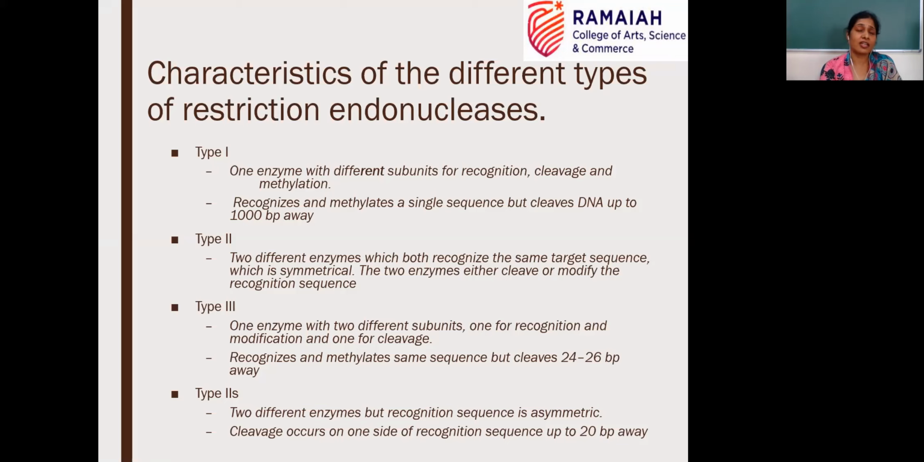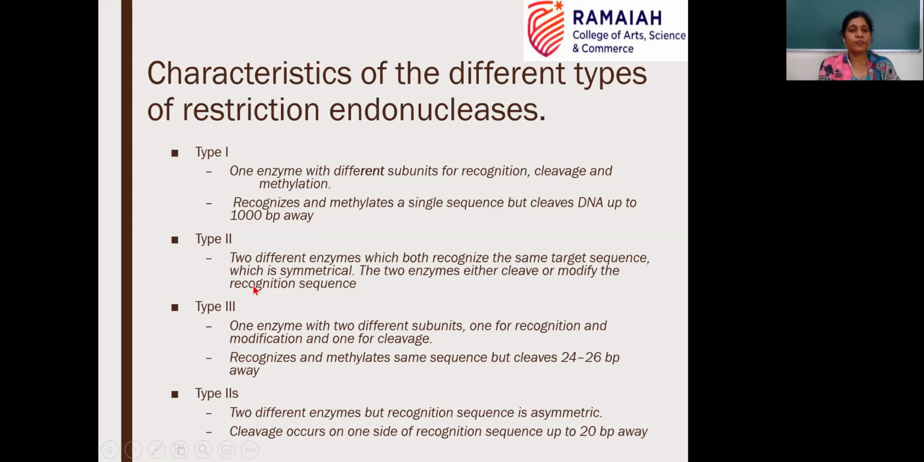When the cleavage is at a random site, what happens? The restriction fragments produced will not be of specified length or defined length. That is why these type 1 enzymes are not useful in producing recombinant DNA molecules. I hope you are able to understand. And it occurs as one enzyme with different subunits. They recognize the recognition sequence. The problem is that the cleavage site is random. It cleaves the DNA away from the recognition sequence because of which the fragments produced are not specific and they are not of defined length.